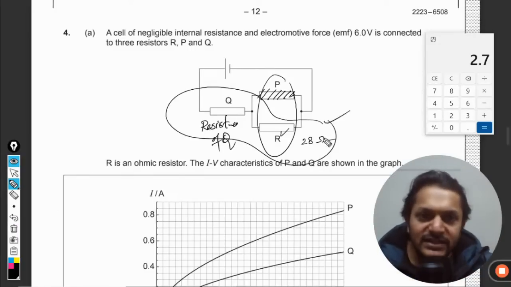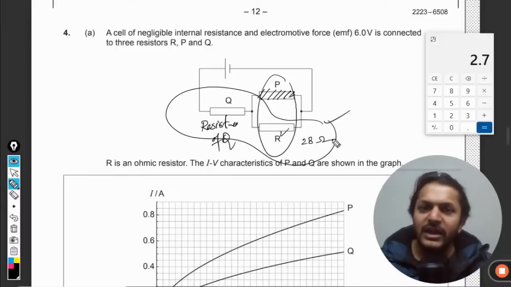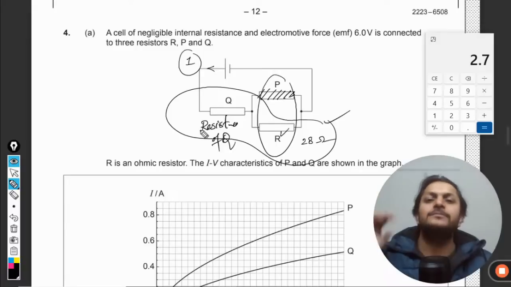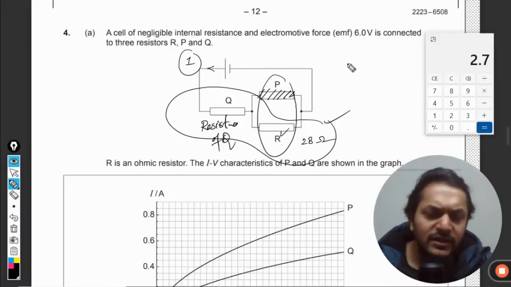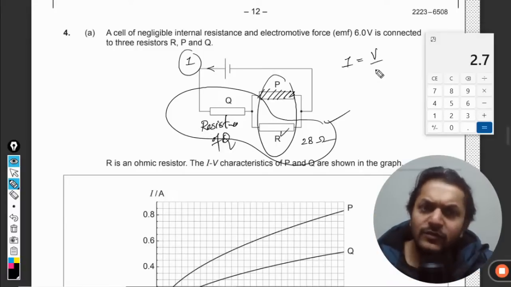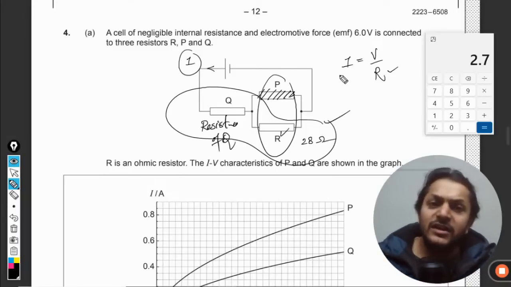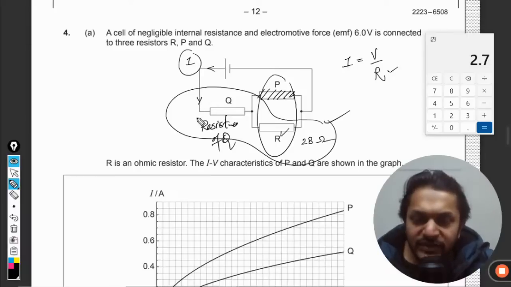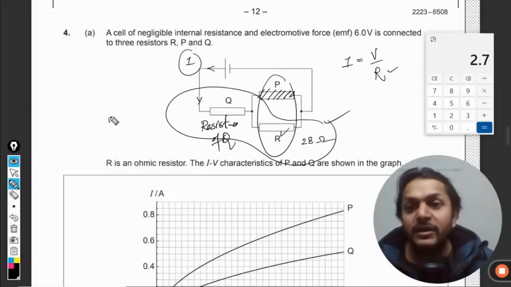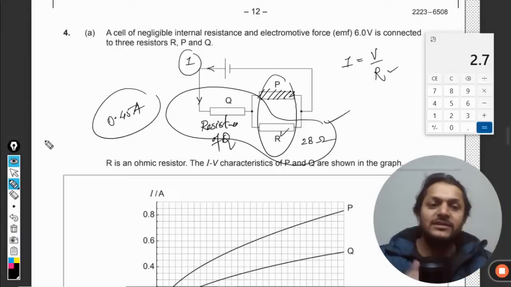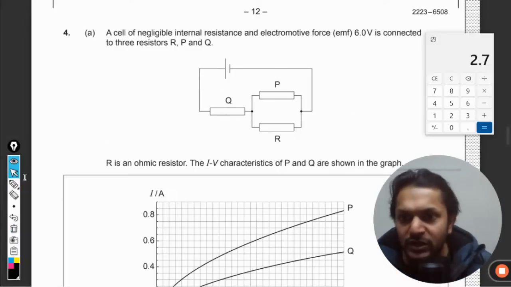If this resistance becomes bigger, it means that the current which is flowing here will become lesser, isn't it? Because the total current will be total voltage divided by total resistance. Now you have a bigger resistance, the current will be lesser. So the current which is passing through Q will be lesser. Earlier it was 0.45 amperes. Now it will become lesser than this. So what is going to happen? Let us go to the graph now.